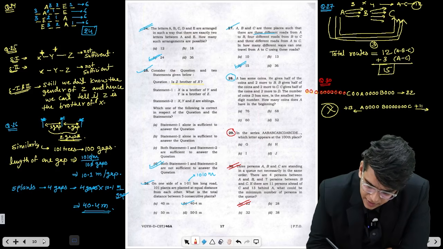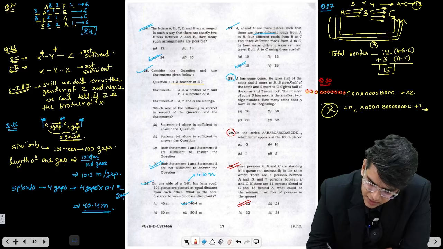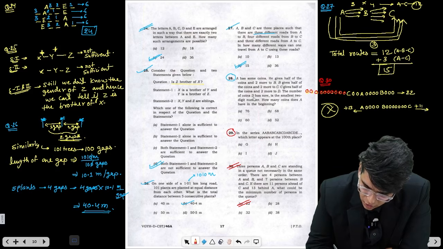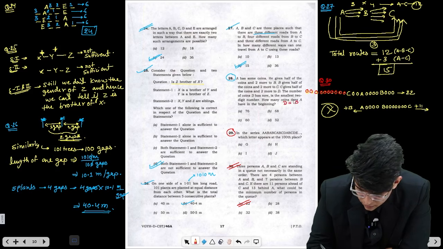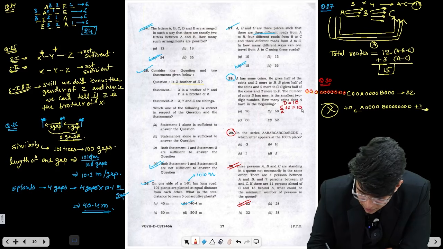So basically here A has some coins. He gives half of the coins and 2 more to B. B gives half of the coins and 2. So D now has the smallest 2-digit number, that means D has 10. Okay. C gives half plus 2 to D, so this is 10. So from this C is 10 minus 2, 8 into 2, 16.